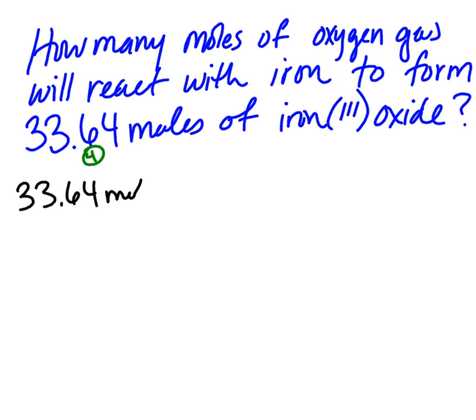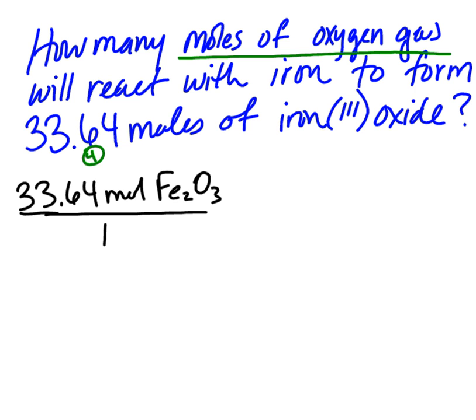33.64 moles of iron 3 oxide. Okay, that's what I have, what I'm given. Looking at the equation, what I want is the number of moles of oxygen gas. So what I need to do here is use the molar ratio between iron 3 oxide and oxygen gas. So I'm going to go ahead and put this over 1.